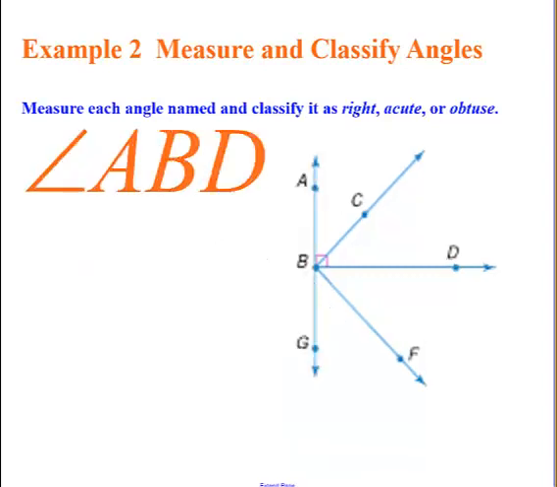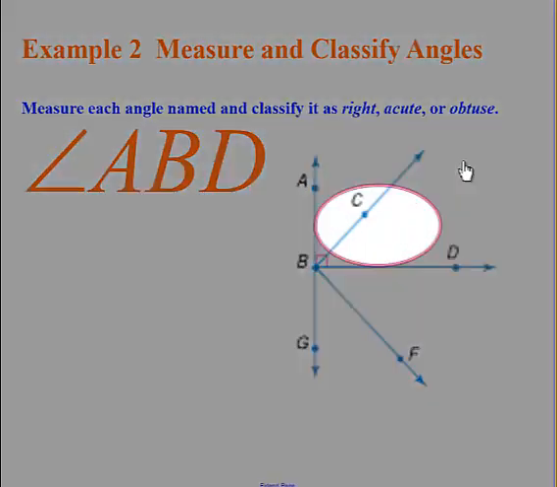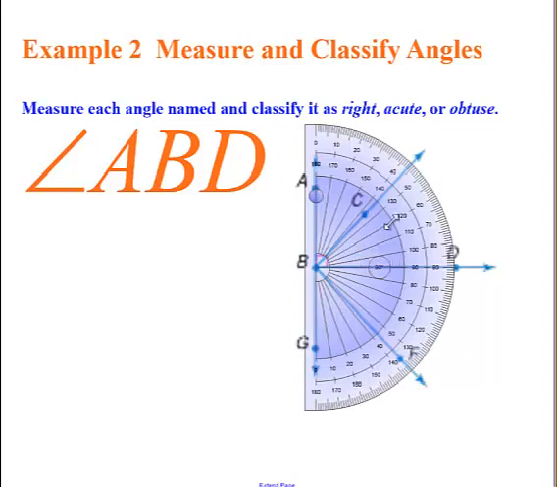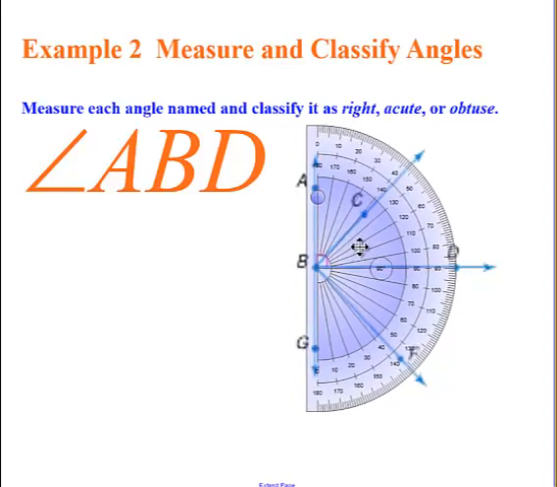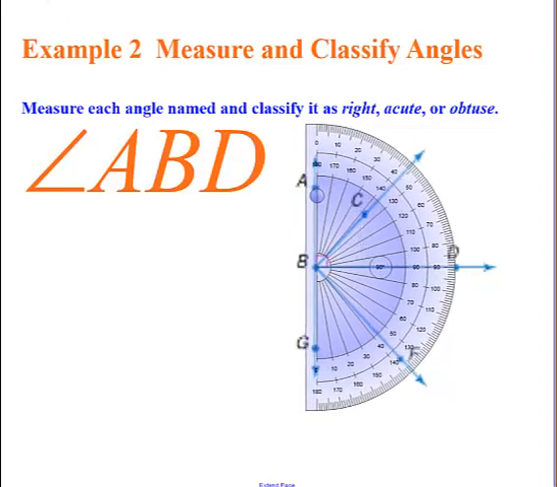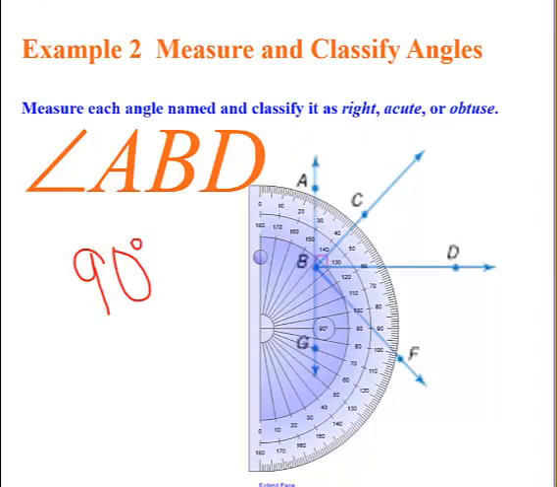Okay, so let's look at angle ABD. So we want to find it in our picture first, and angle ABD is right here. And then I'm going to get my protractor and measure it. So we can see here that it is 90 degrees. And if it's 90 degrees, we know we're going to classify that angle as a right angle.